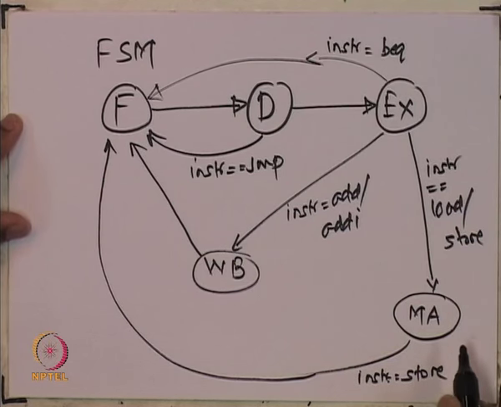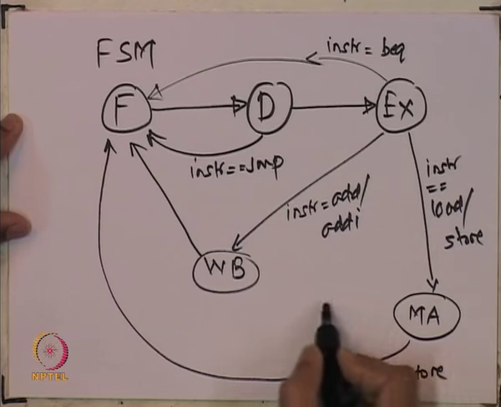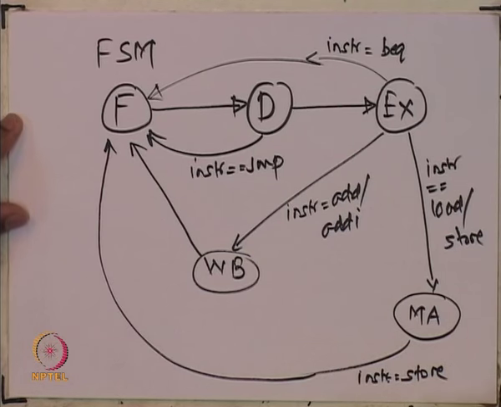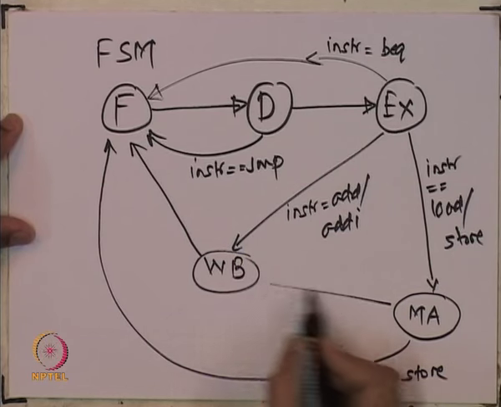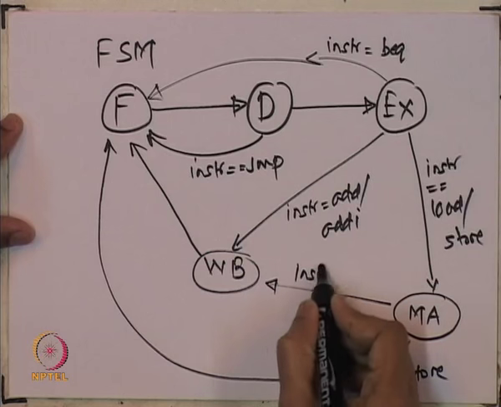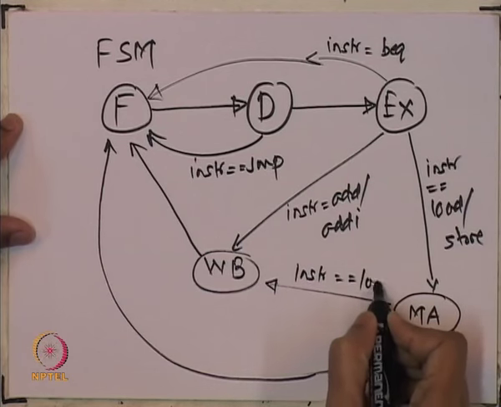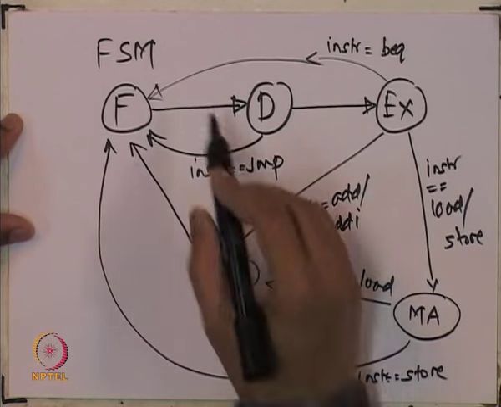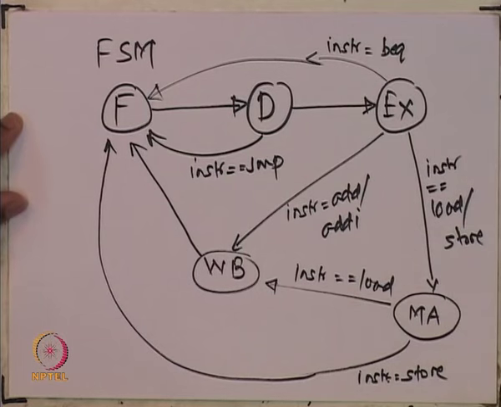If it were a load instruction, then after the memory access, the load instruction would have the data which is to be written back into the register file. So, it would go to this state. Okay. So, this is how a state diagram would look in case we are supporting only a few instructions like JMP, unconditional jump, branch equal to, add immediate, load, store and so on.